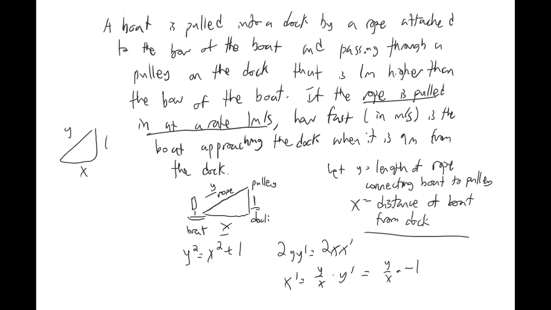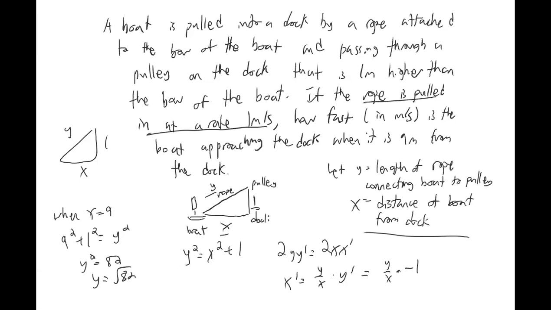Well, it says when I am 9 meters from the dock, right? So this is when x is 9. But when x is 9, I could find what y is, right? Using the Pythagorean theorem, 9 squared plus 1 squared is y squared. So y squared is 82. Y is square root of 82.